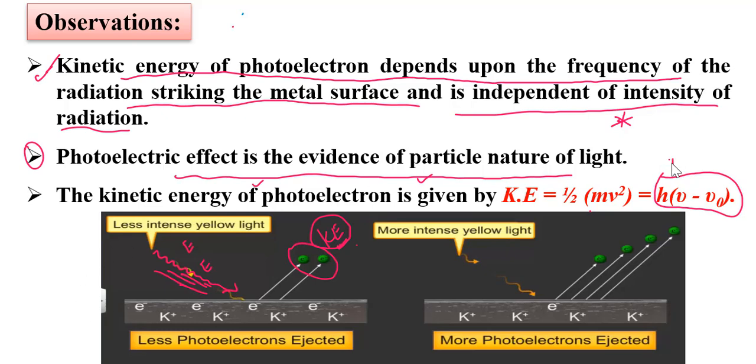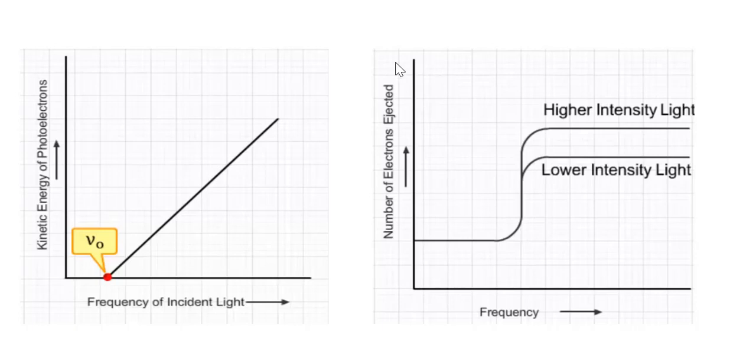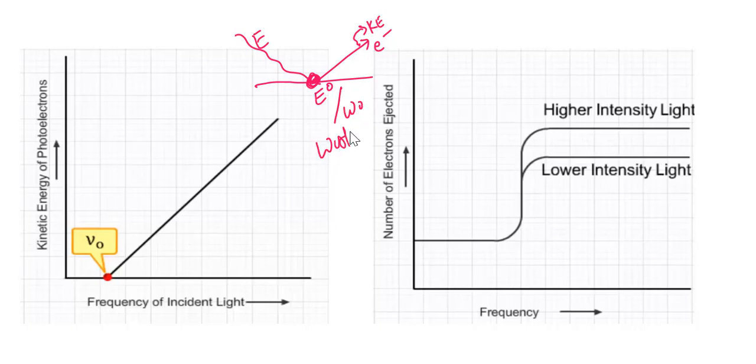How this formula came, I will explain to you. See here, a metal surface is there, light is falling on it, and this is the ejected electron. This is the energy E, falling on the metal surface. This electron's kinetic energy is Ke. Some amount of energy is consumed here, which I can call E naught or W naught. This is known as the work function.